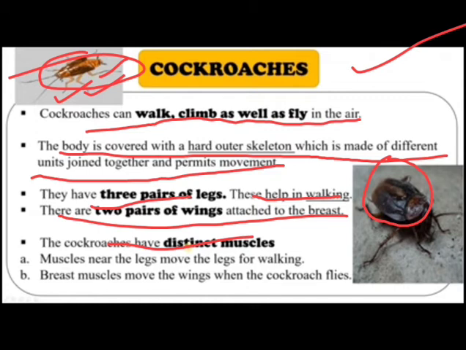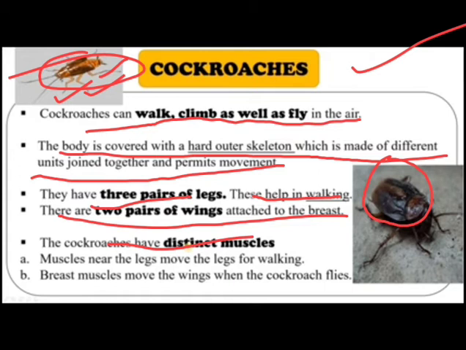Okay, and when a cockroach walks, its 3 legs support the body, while the other 3 move the body forward, and the movement is repeated. However, this time the 3 legs that previously supported the body now move the body forward, whereas the 3 legs that previously moved the body now support the body. Okay, in this manner the cockroach is able to walk.